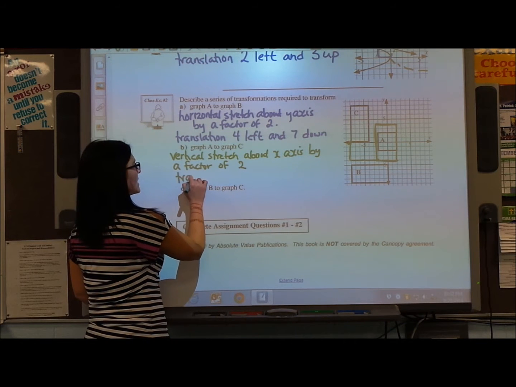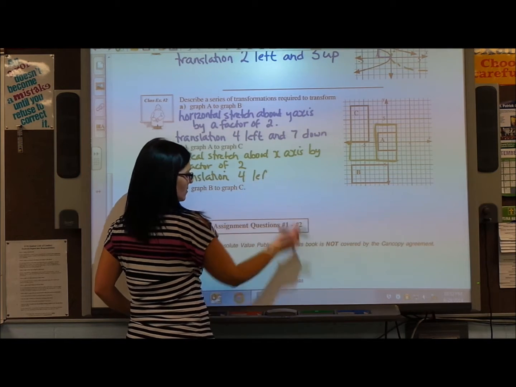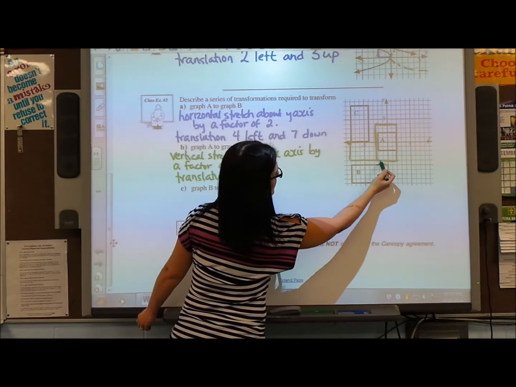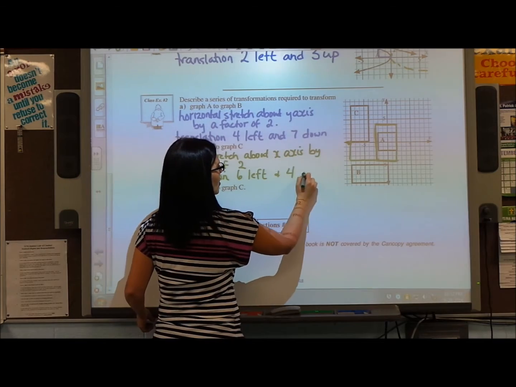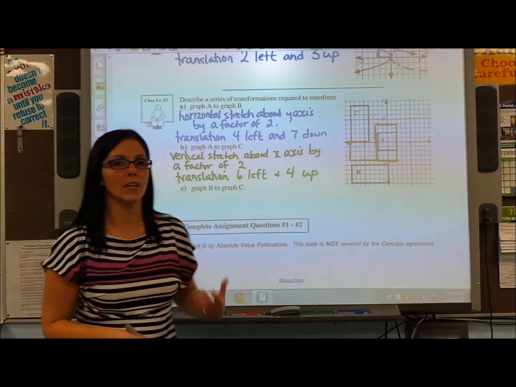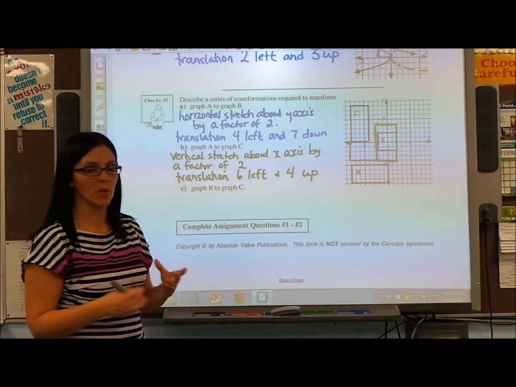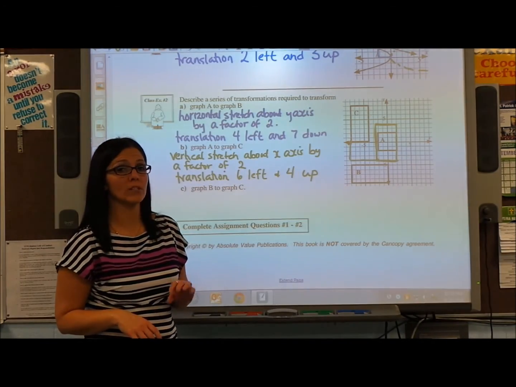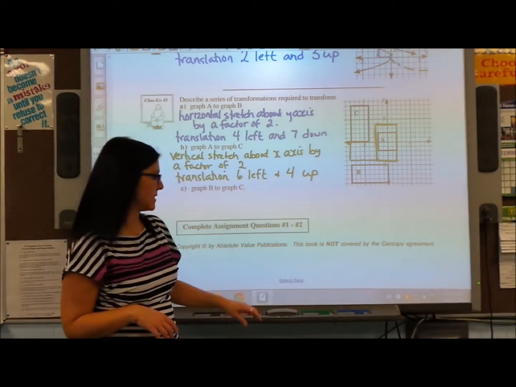So now I have a translation of, sorry, not 4 left, 6 left, and 4 up. So a vertical stretch by a factor of 2, and then a translation, 6 left and 4 up, will bring me from image A to image C. Again, press pause if you need a couple of moments to write this down. I'll erase the graph, and then we'll do the last image from B to C.